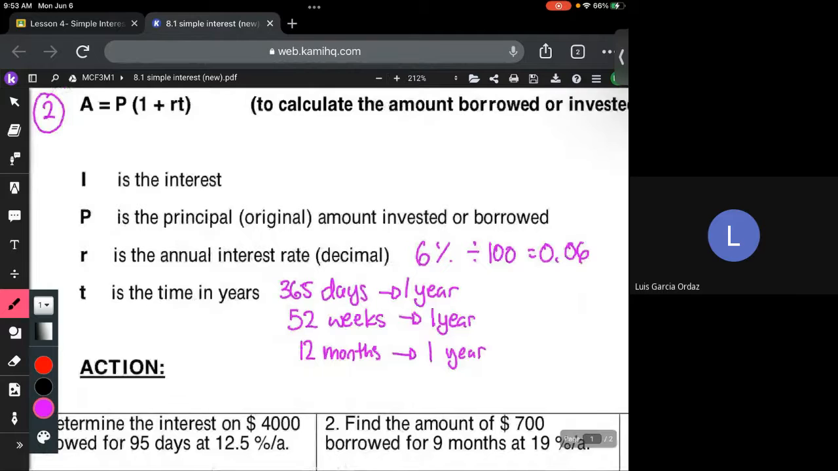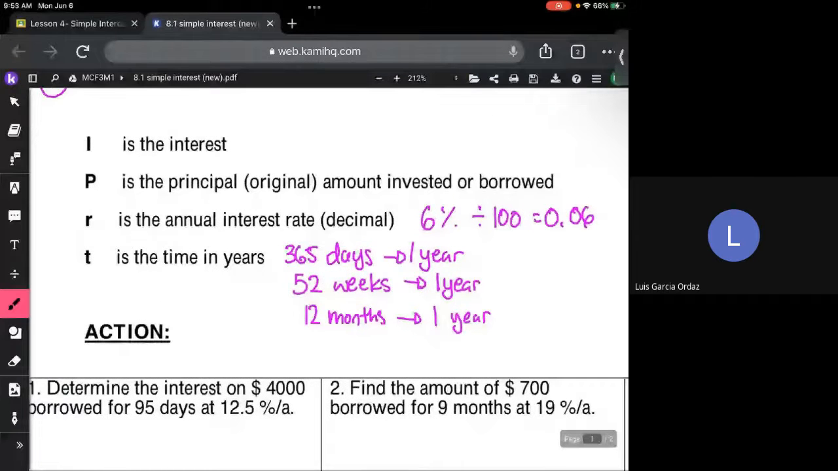So let's look at example number 1. We want to determine the interest on $4,000 if we borrow it for 95 days at 12% per year. So the first thing I need to do is to obviously convert my days into years. So what would I have to do with 95? How do I convert that from days to years?